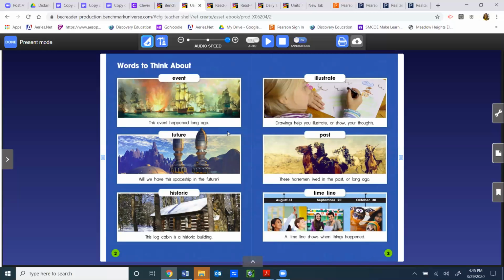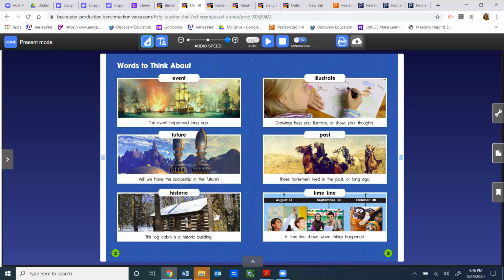Here we go. Let's look at the words to think about section. The first word is event. Take a look at this illustration. It says, this event happened long ago. So they're using the word event in a sentence. An event is not just a detail of something that happened, it's an entire thing that happened. So let me give you an example that might make more sense to you. A birthday party is an event. Blowing out the candles on your cake is a detail of the event.